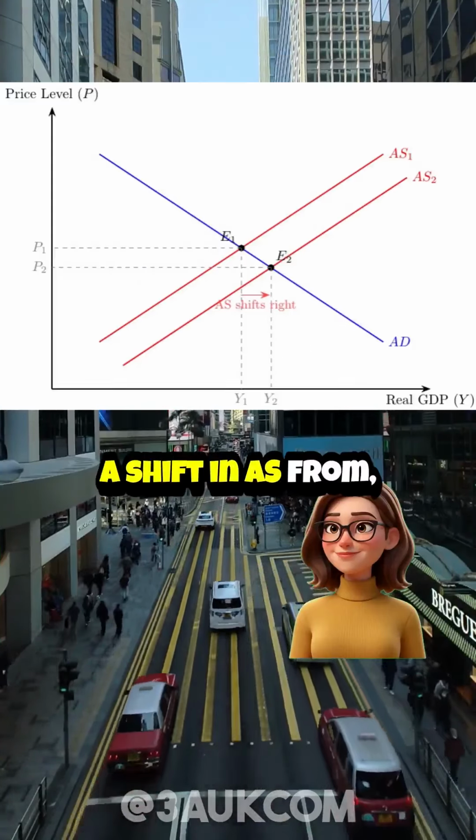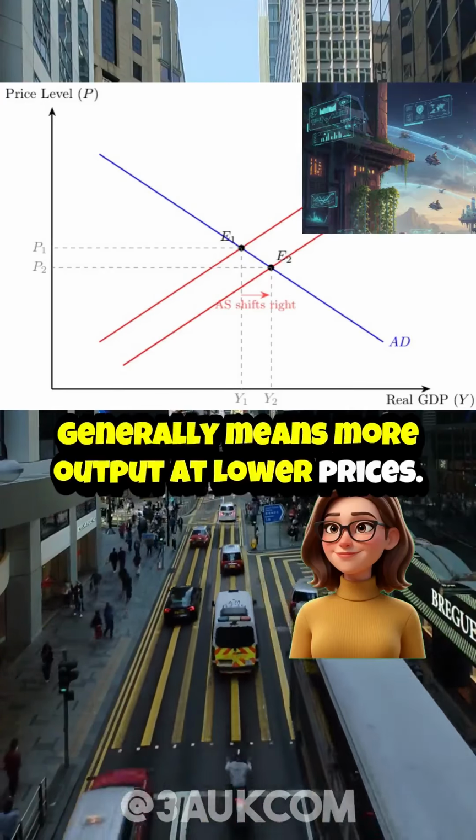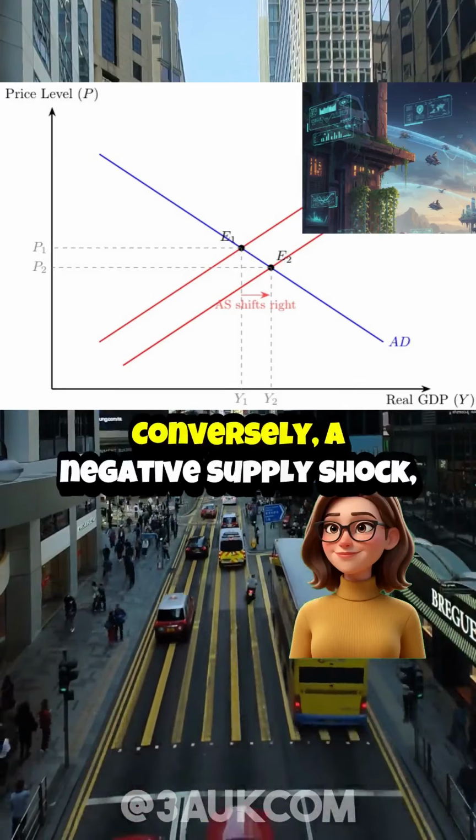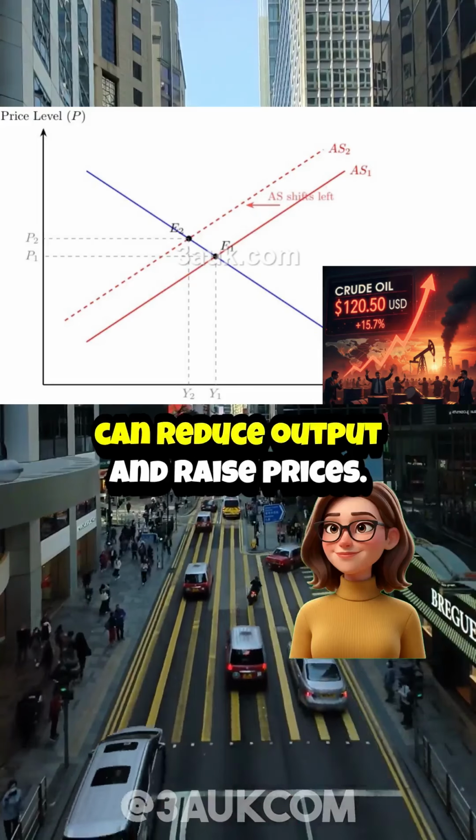A shift in AS from, say, a new technology generally means more output at lower prices. Conversely, a negative supply shock, like a sudden rise in oil prices, can reduce output and raise prices.